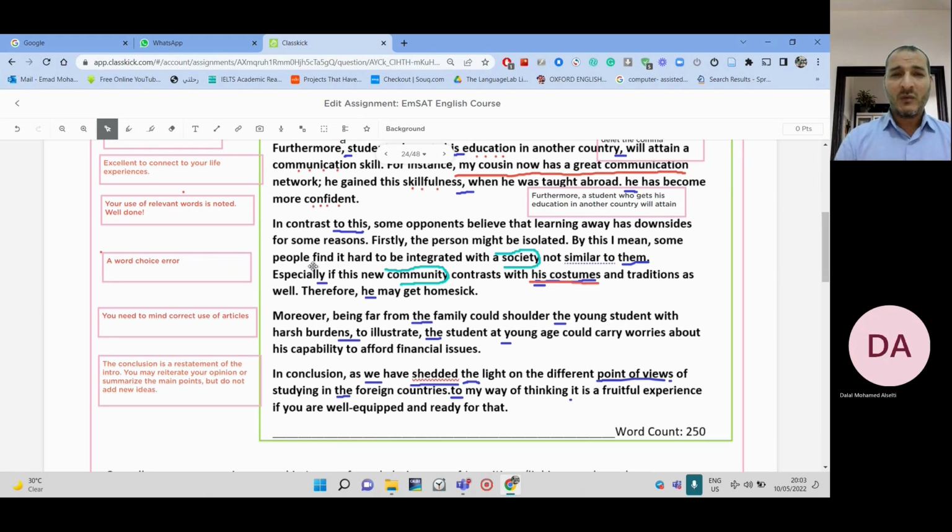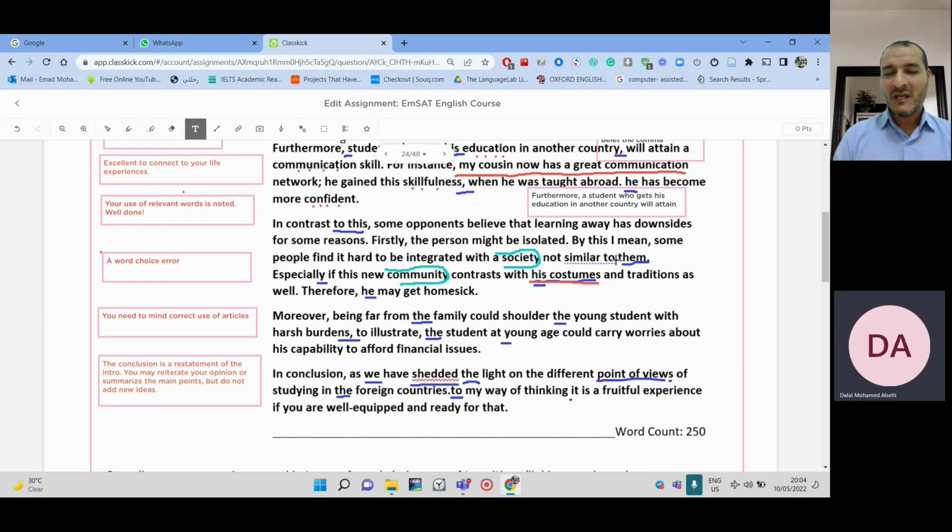A little concern here. So, firstly, the person might be isolated. By this, I mean, yeah, you explain. I like it. Some people, good, not all of them. No generalization, like what he did. Some people find it hard to be integrated. This is an academic word. That's great. Integrated with a society not similar to them. Well, society not similar to them. You mean to their society, right? The people are okay to be integrated with people not similar to them, but a society not similar to their society.